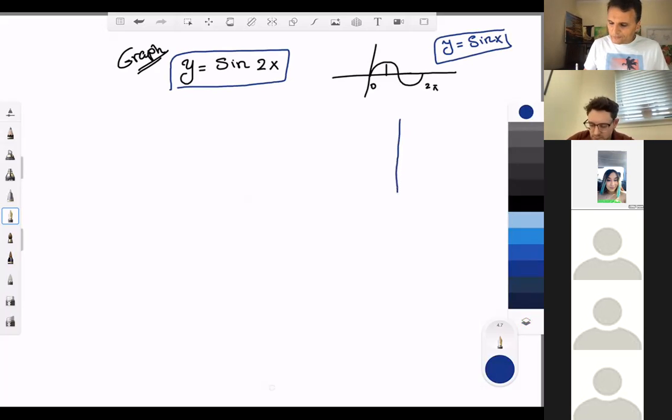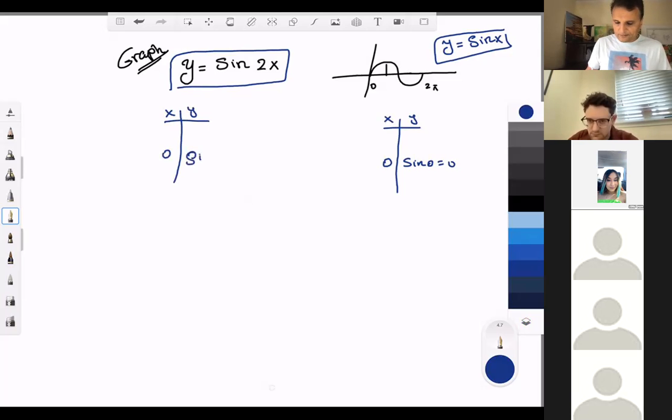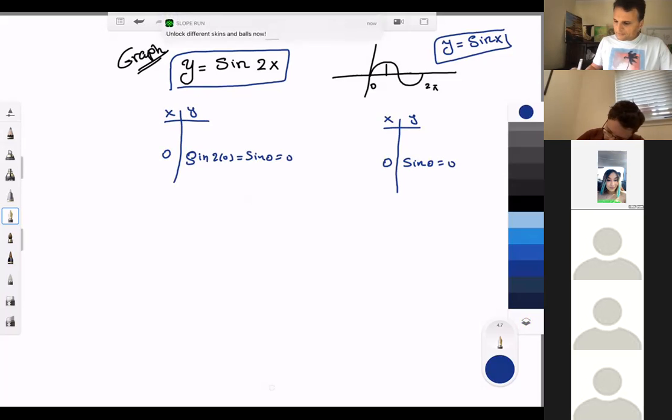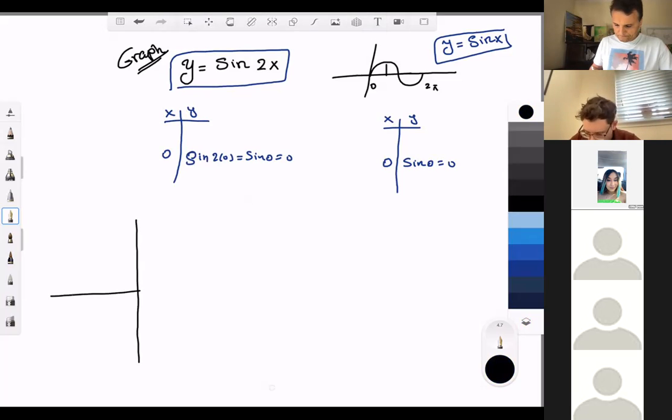For the graph of y equals sine of x, this is x, that's y. If it was 0, sine of 0 was 0. I'm going to do the same thing here. This is x, that's y. If it's 0, we have sine of 2 times 0, which is the same as sine of 0, which is 0. Good. So now I'm going to make some room here. This is 0.